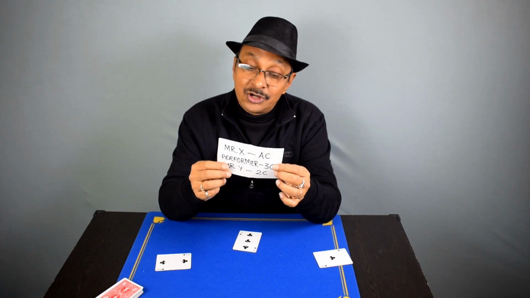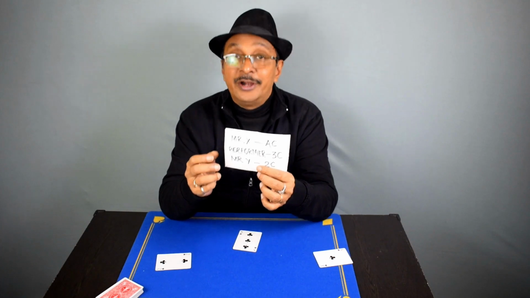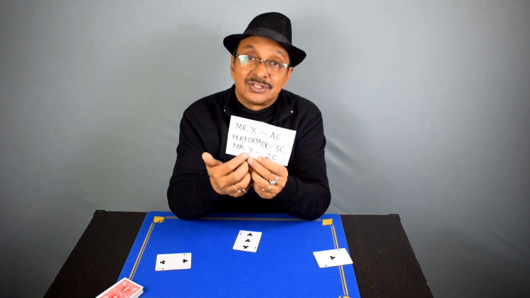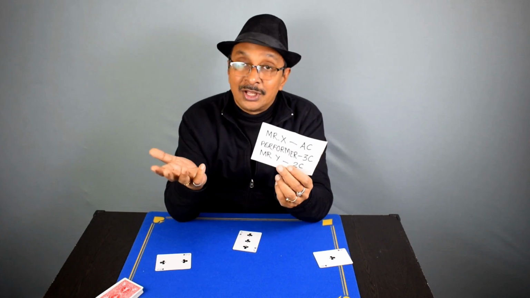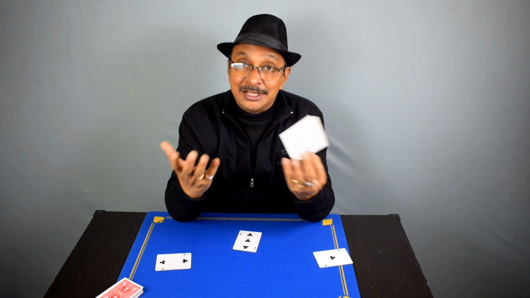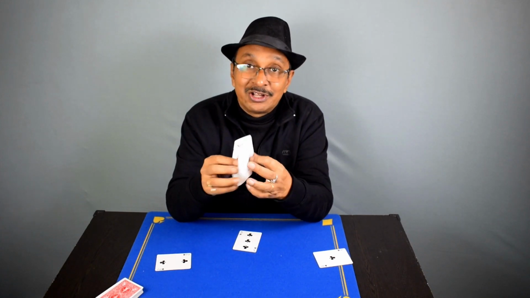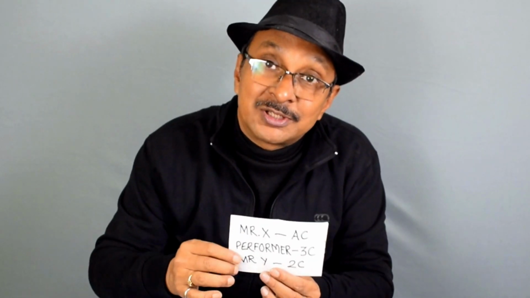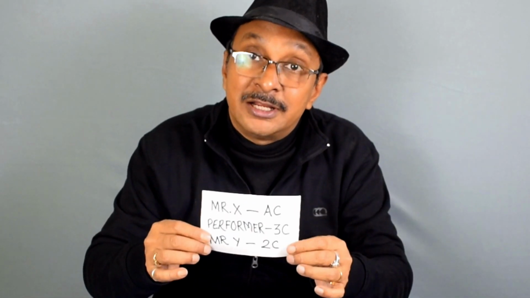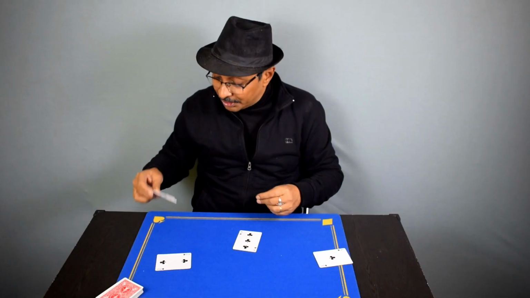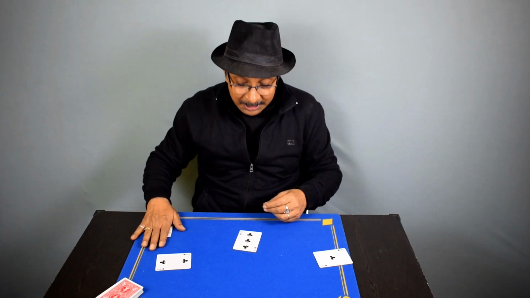Ace of Clubs, Three of Clubs, Two of Clubs. Or if the second spectator is a lady, you can say that the lady will take Two of Clubs. So the writing should be such that it creates some interest, not like this. I have written it just to save some space so that I can write it large for the camera to catch it. So this is your prediction. You place it here on the table.